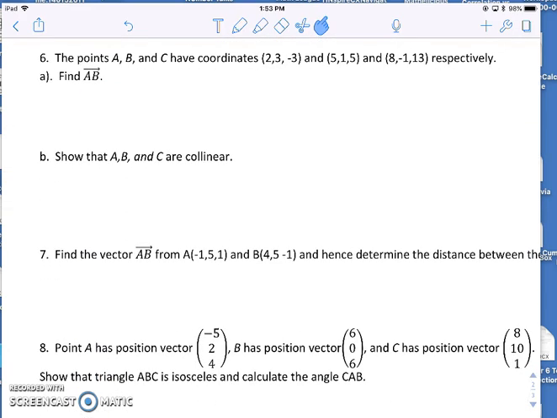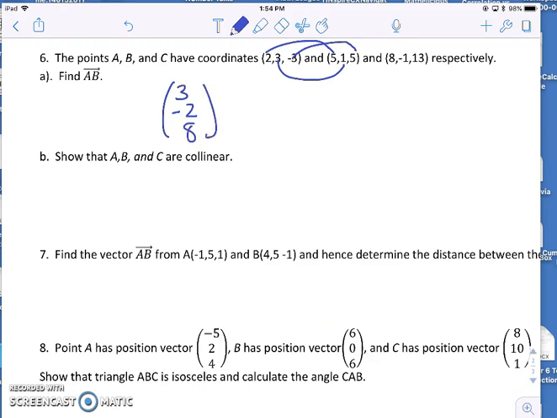So if you go to the back page here, A, B, and C are coordinates respectively. Find A to B. Okay, so we're going A to B. So 2 to 5 is going up 3. 3 to 1 is going down 2. Negative 3 to 5 is going up 8.